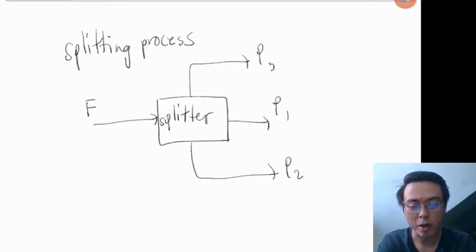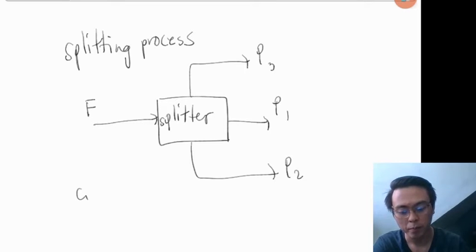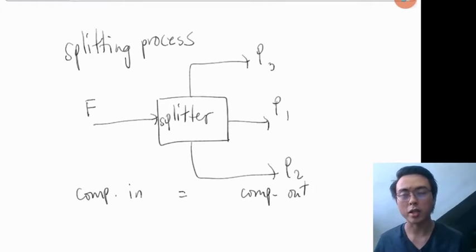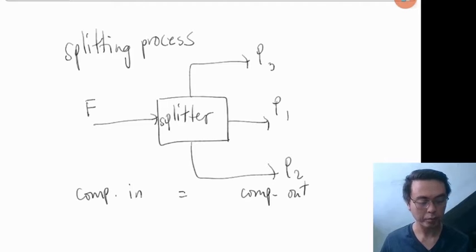The special thing about the splitting process is that whatever the composition of your feed is, that would also be the composition of your P1, P2, and P3. That's because you're not exerting any effort to separate the components. You're simply splitting the stream of the feed. So it's just like dividing the flow rate of the feed. The composition in should also be the same as the composition out. That's how a splitter works.